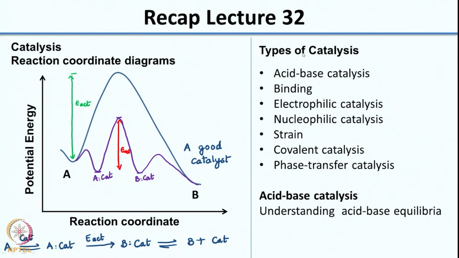Then we looked at classification of catalysts. We looked at different types of catalysis and then we focused solely on acid base catalysis. This is what is found very often, which is why I will focus quite a bit on acid base catalysis. Before we go on to catalysis, we need to understand the acid base equilibria.